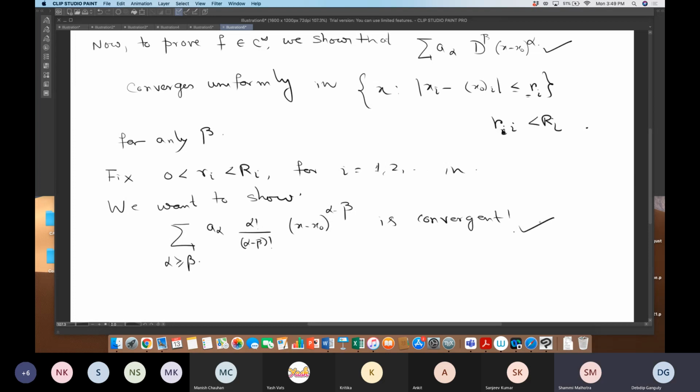Because we know that the beta of (x minus x naught) raised to alpha is nothing but this expression: alpha factorial by alpha minus beta factorial, (x minus x naught) to the power alpha minus beta. We have done these examples. That means we need to show that for alpha greater than or equal to beta, this is convergent. But now, how to show that?